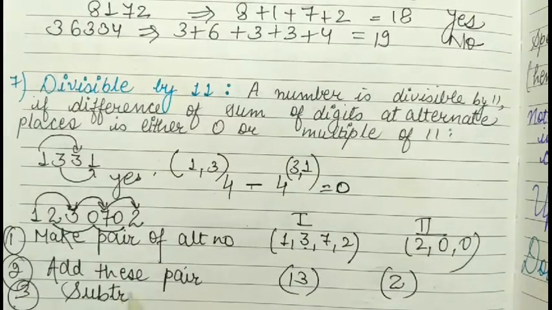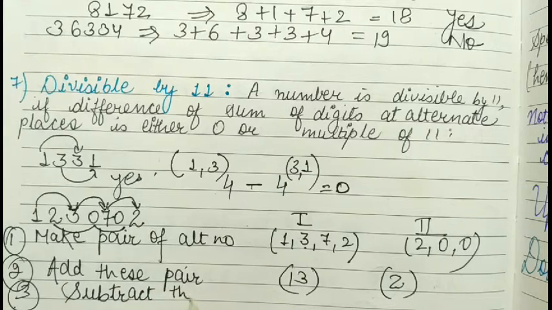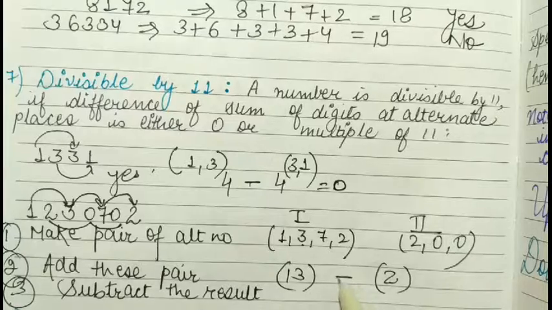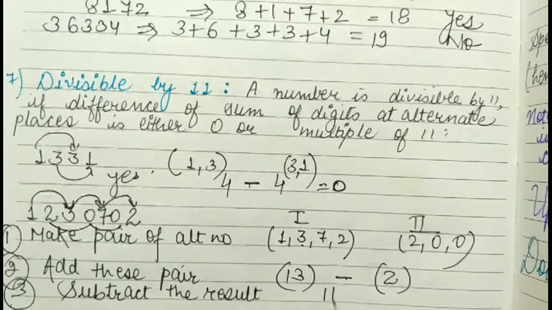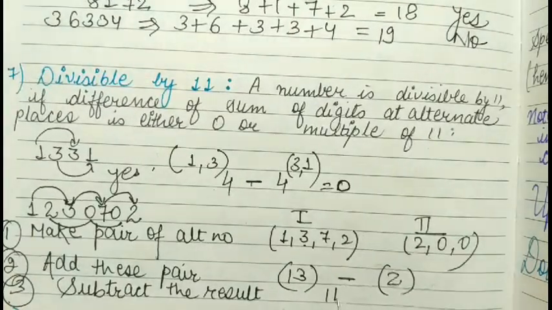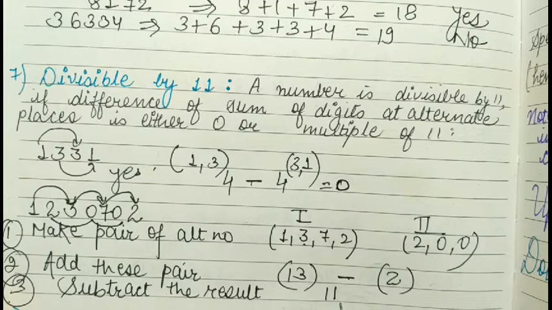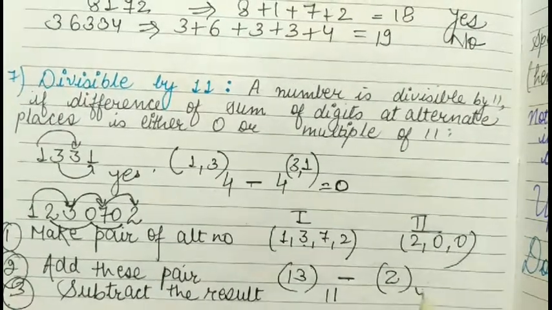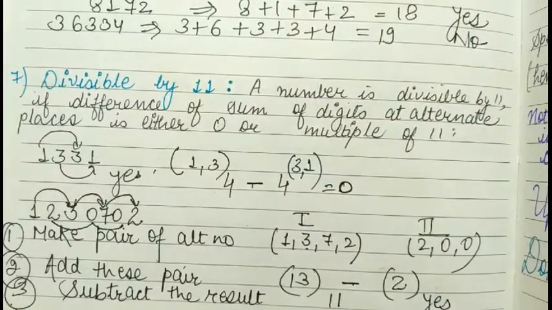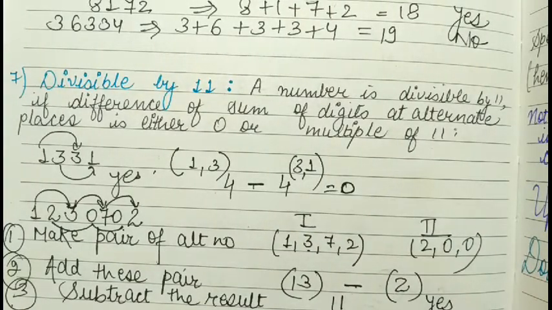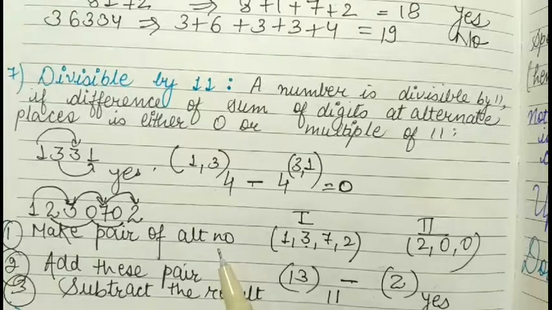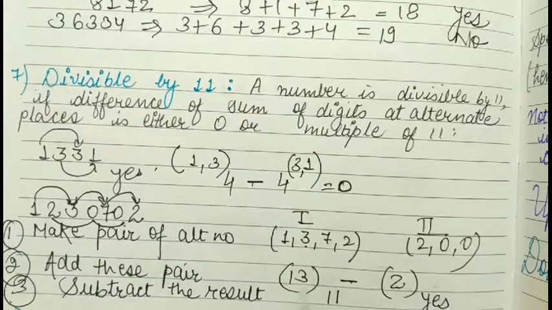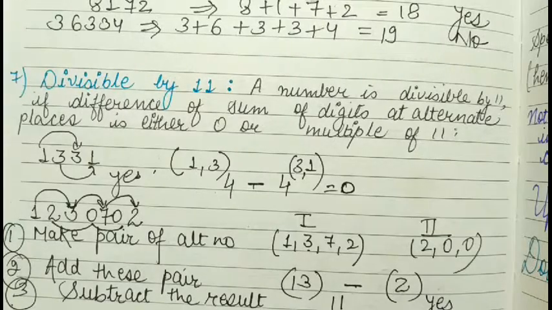subtract the result. On subtracting, 13 minus 2 will be 11. So if our result on subtracting, the final result, is either 0 or a multiple of 11, we will say yes, otherwise answer will be no. So just simply remember 3 steps. Make pairs of alternate numbers, add these pairs and subtract the resultant so obtained.